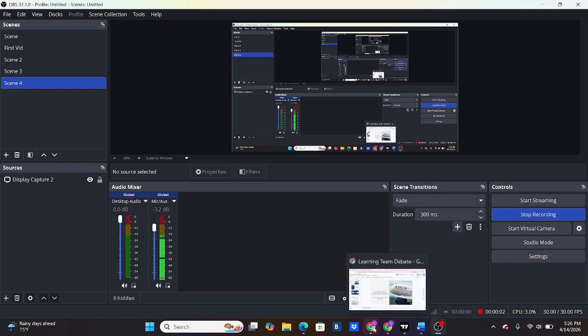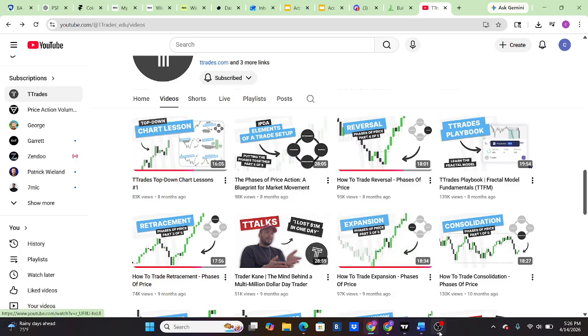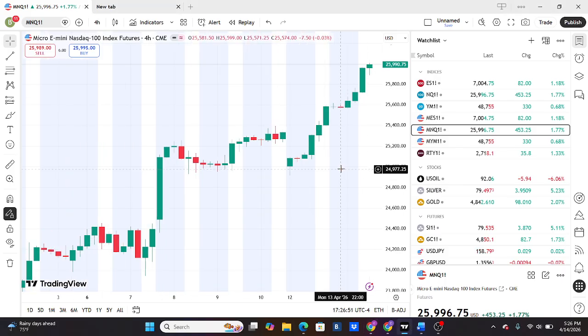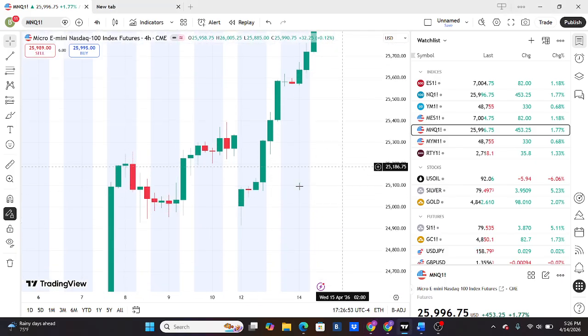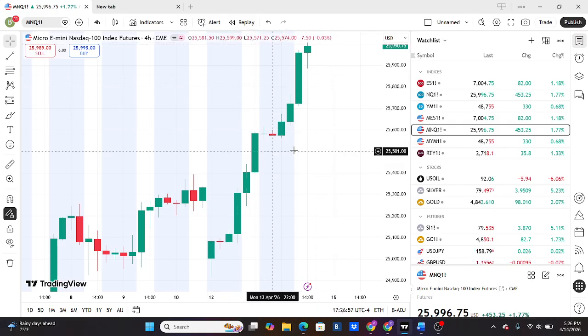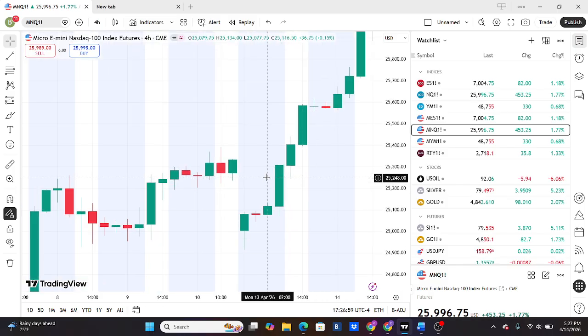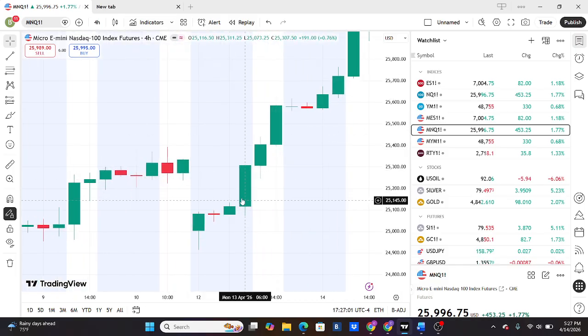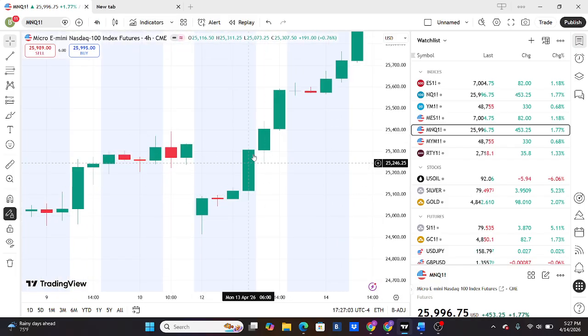Okay. I'm going over my trade from yesterday. It's not as important, so ignore all this price action right here. This is how the end of the day continued. I traded from like here to here.